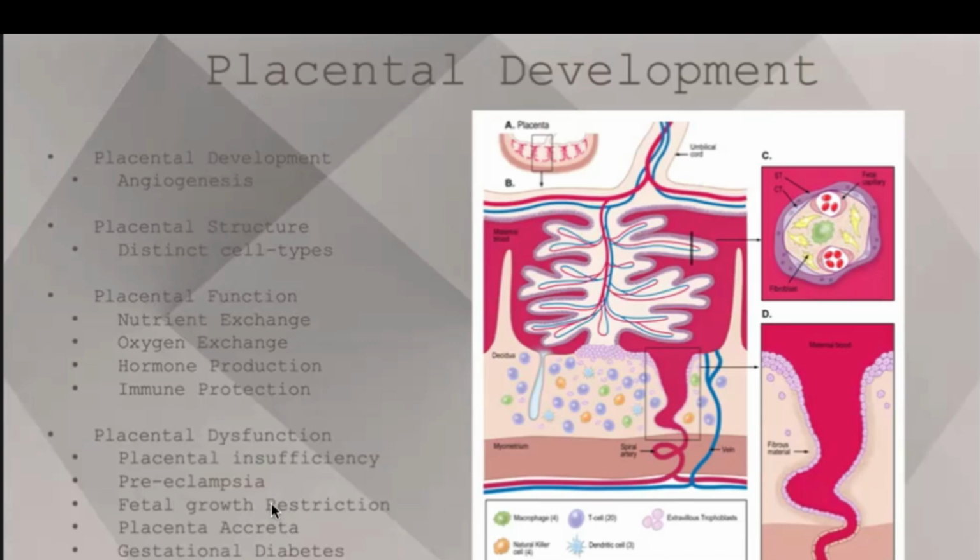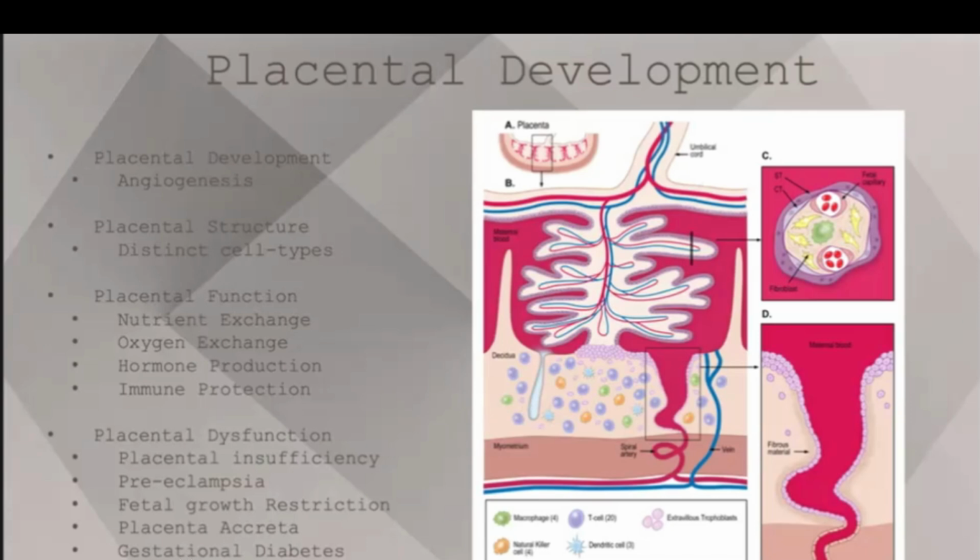And then also we see fetal growth restriction. The decrease in the amount of oxygen and also the amount of glucose and amino acid transport that is getting into the fetal blood vessel can impact the growth of the fetus. We also see things like placenta accreta, which is when the placenta embeds too much into the maternal decidua, and that causes problems with detachment at term. So this can cause hemorrhaging.